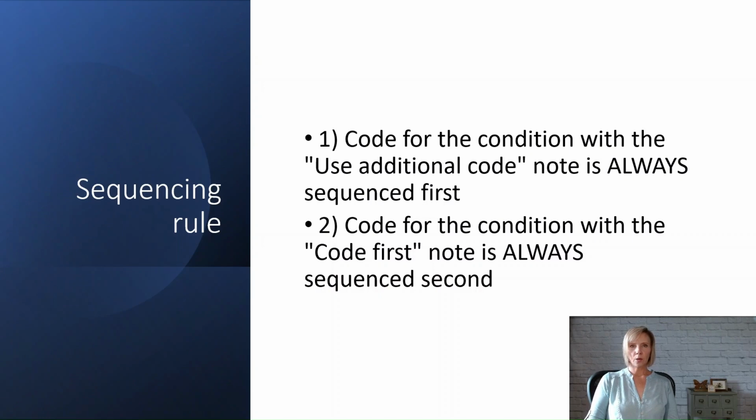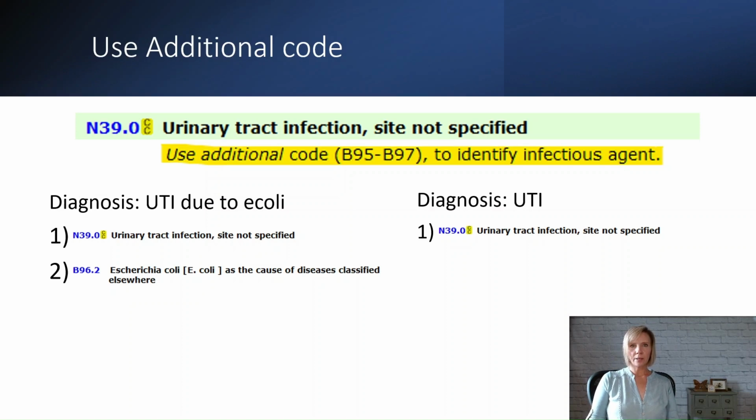This means that the code for the condition with the use additional code note always comes before the code for the condition with the code first note. It's important to know that when specific conditions are in these instructional notes, the note only applies when the conditions mentioned in the note are present. If the listed condition is not present, then the use additional code note or the code first note doesn't apply. Let's take a look at some examples.